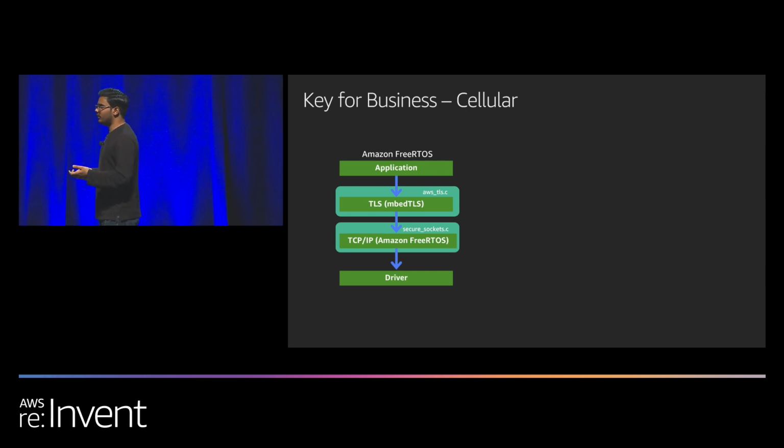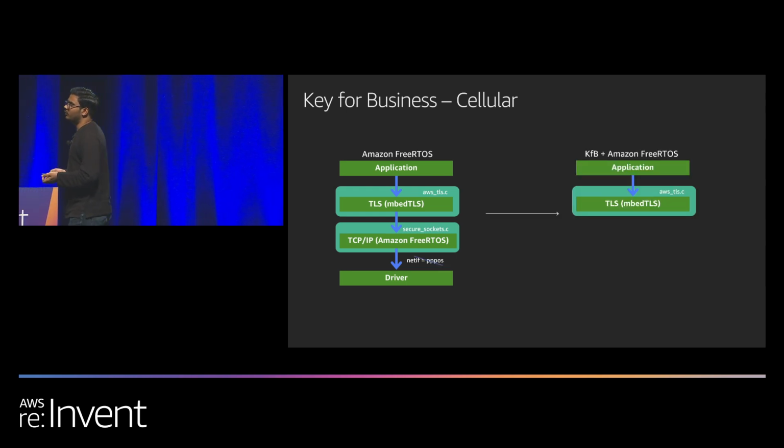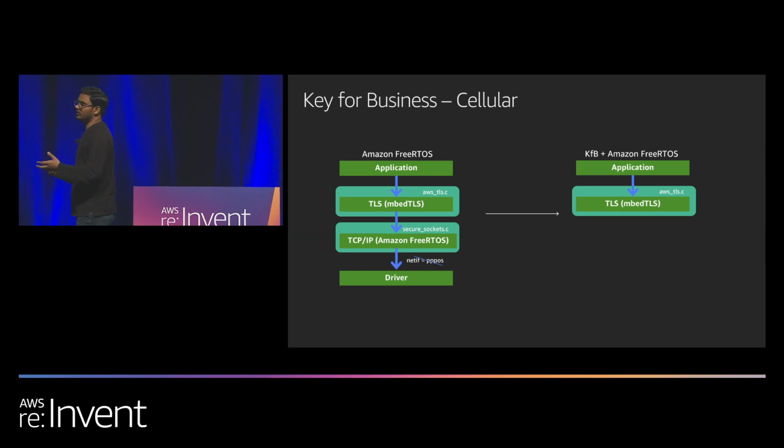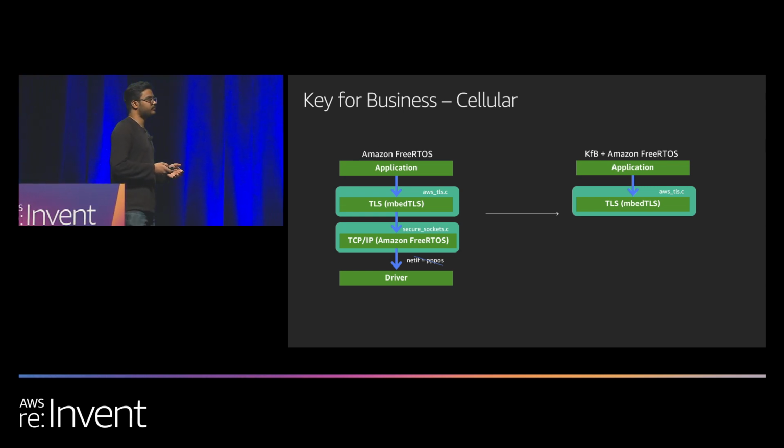The problem that we saw while trying to implement cellular was that all the implementations that we came across required the TCP/IP stack to have a network interface for point-to-point protocol. And the TCP/IP stack of Amazon FreeRTOS does not support this interface. So what we did instead was that we kept the application and the security layer exactly as it is, so that none of the security or the key management stuff changed at all.